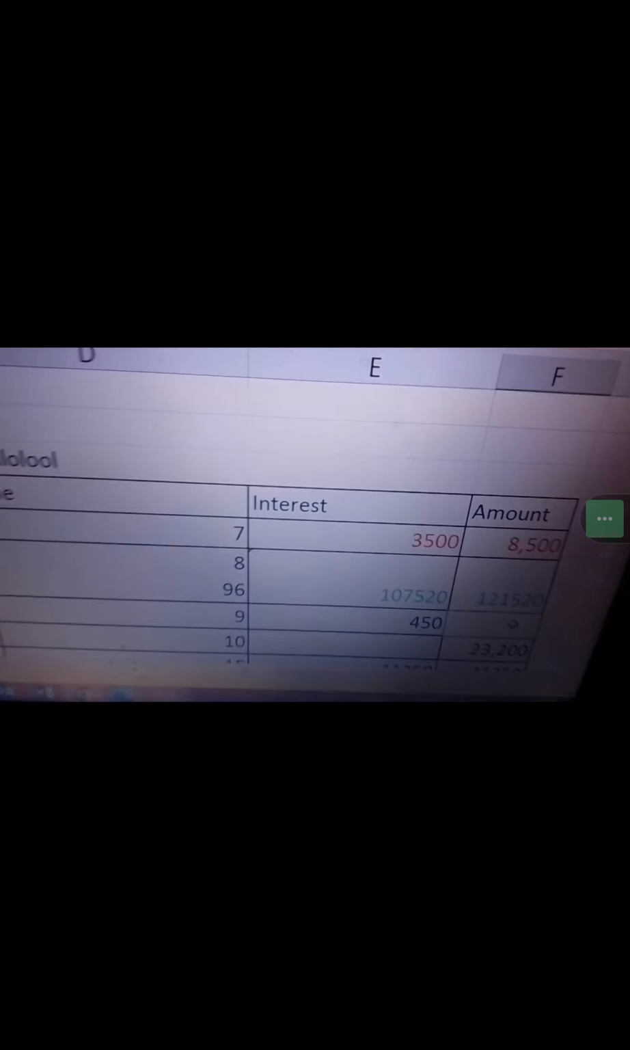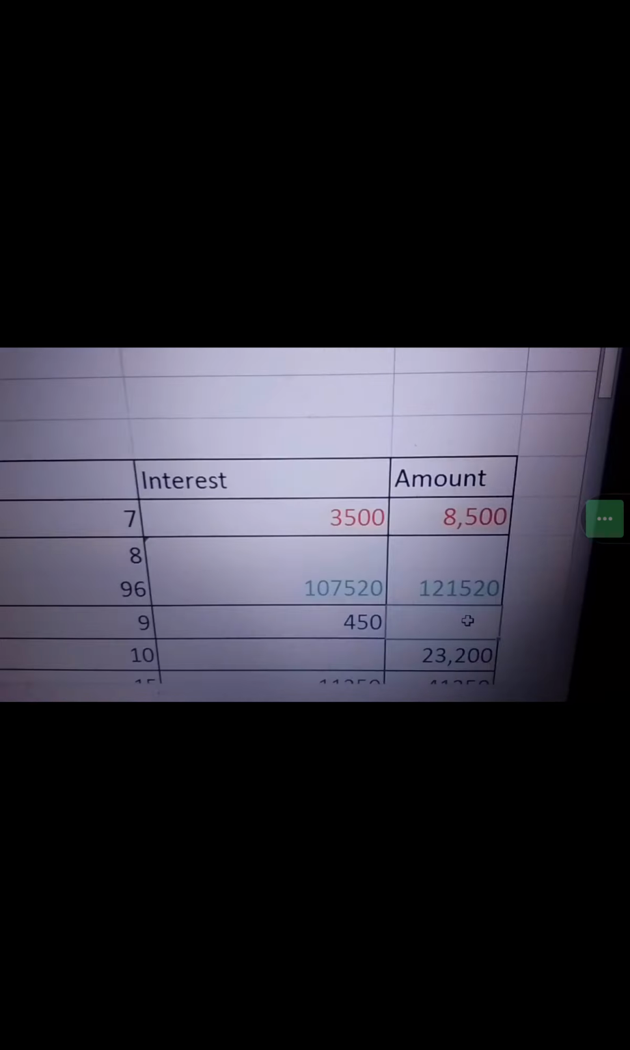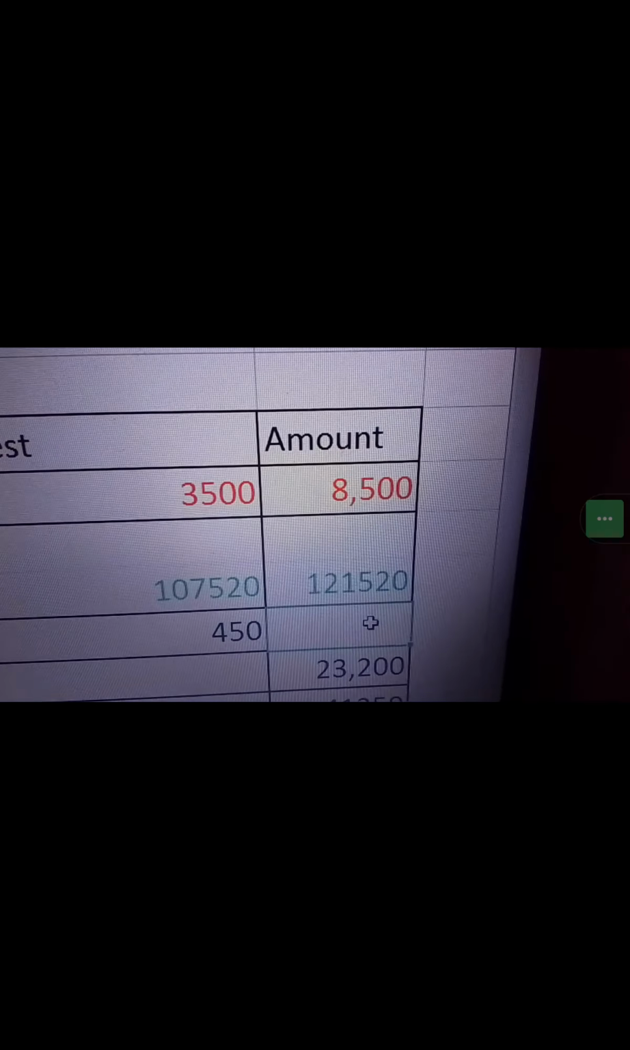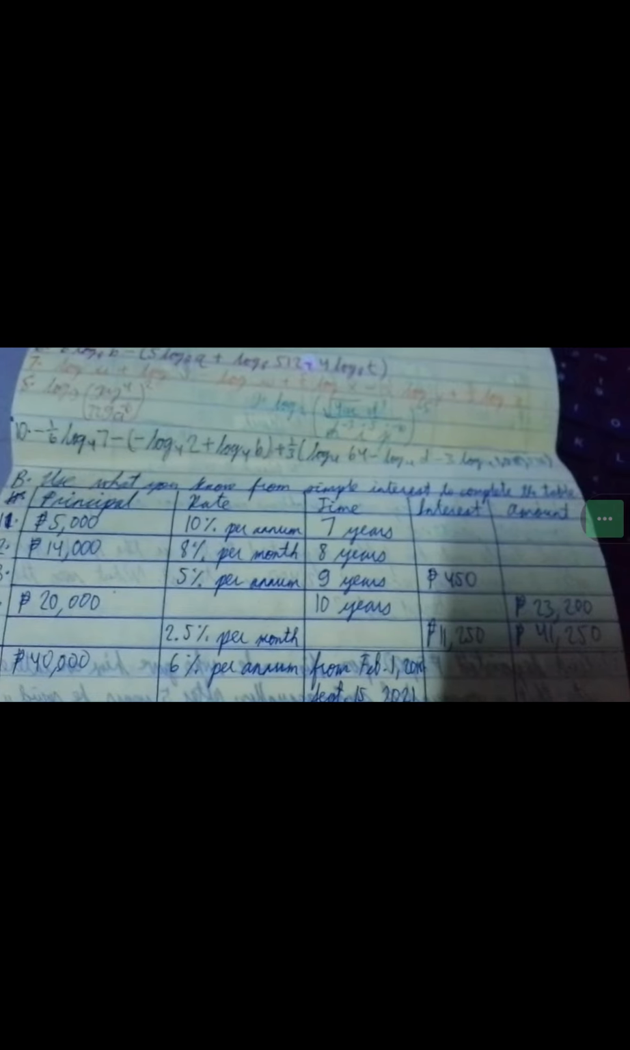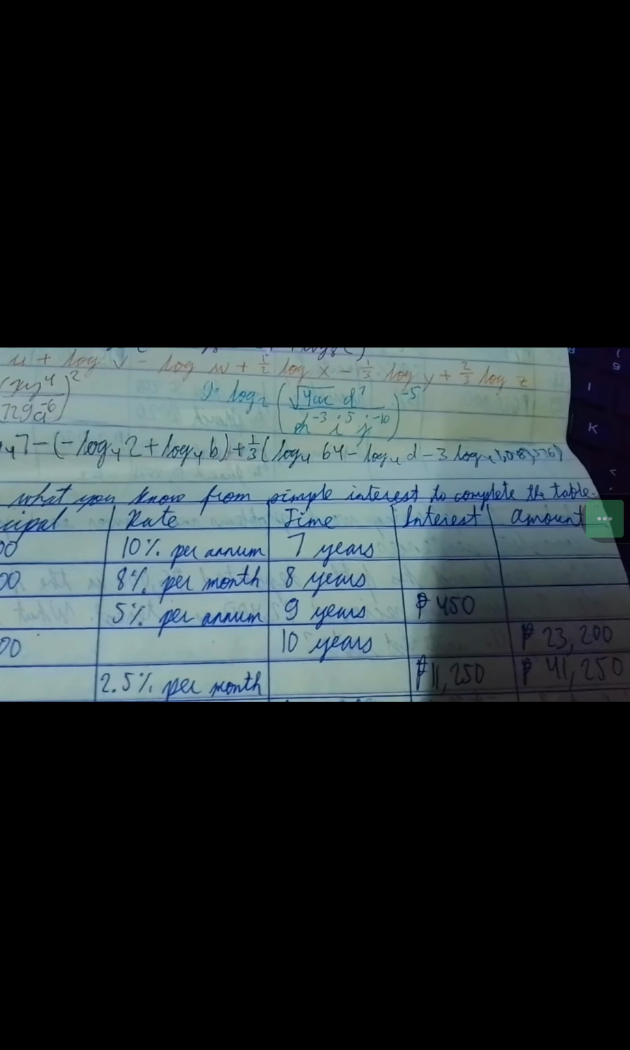And to solve for the amount, just like I said, mas madali lang yan, i-add mo yung dalawa. Wait a sec, tama ba? This one, i-add mo silang dalawa. 14,000 plus this one. And you're supposed to get 121,520 pesos. At yun na talaga ang final answer mo. So that is your answer. Your answer should be this one. Okay? Next, so your interest amount should be 107,520 while your final amount should be 121,520 pesos.